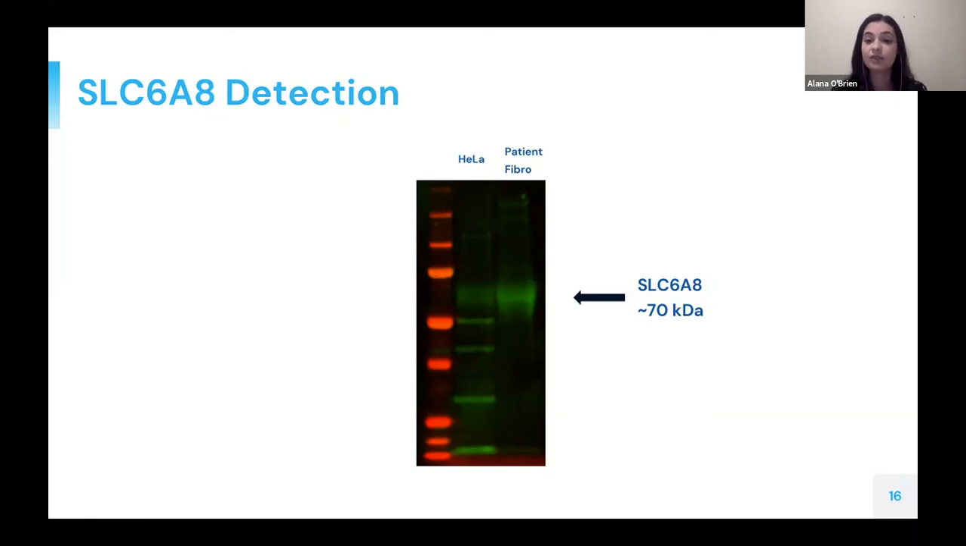However, these results are very preliminary, and there's stuff that we need to do in order to validate the results of this specific Western blot. But we are seeing a protein being detected that is the size of SLC6A8.